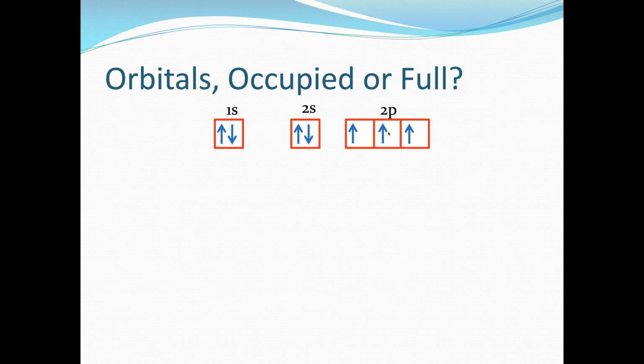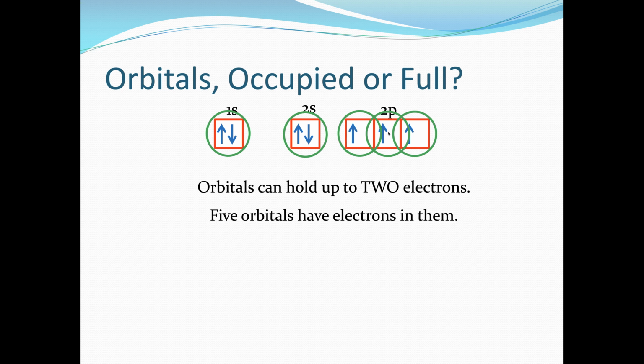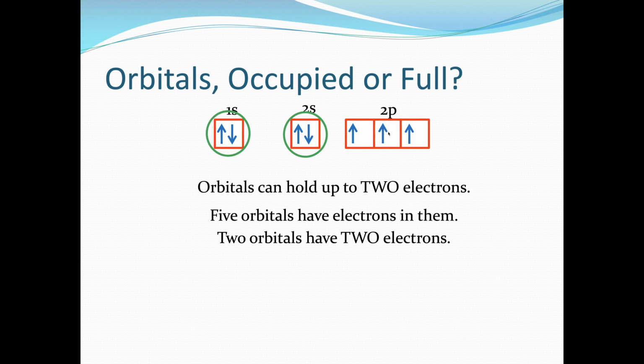Finally, orbitals, occupied or full. Now remember, each small red box represents an orbital, and we have 5 boxes with arrows in them, which means we have 5 occupied orbitals. But orbitals take 2 electrons to fill, so only 2 of those orbitals are full. So 5 orbitals have electrons in them, so they're occupied, but only 2 of them are full.